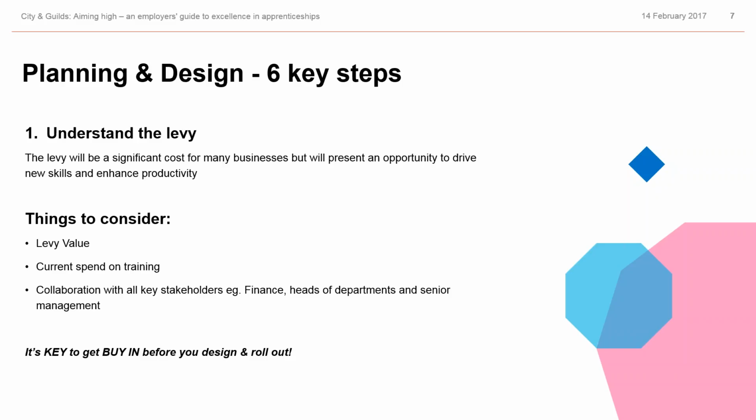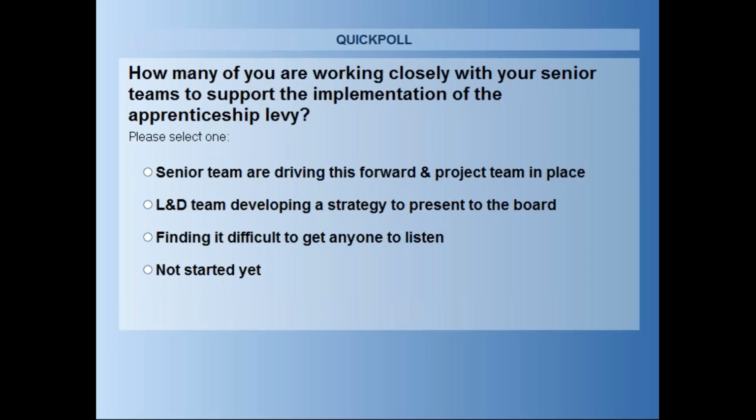So then, key step 2. Sorry, we're just going to ask a question there if we may. How many of you are working closely with your senior team to support the implementation of the apprenticeship levy? Senior team are driving this forward and a project is in place, and L&D is developing a strategy plan to the board, finding it difficult to get them to listen, but not done yet.